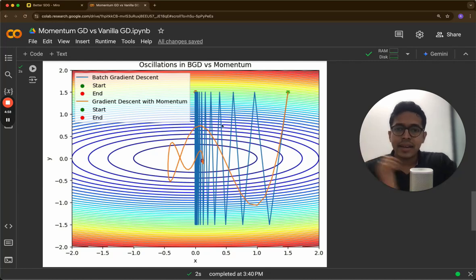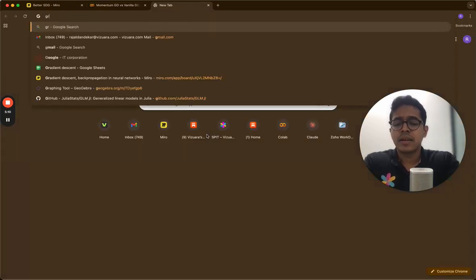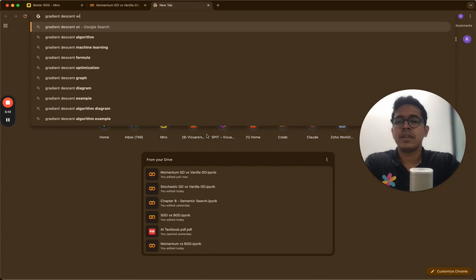And you can see that the ending point for the case where momentum is there, where the parameters theta, which is x and y values, are getting updated very smoothly like this. You can also see this gradient descent with momentum.